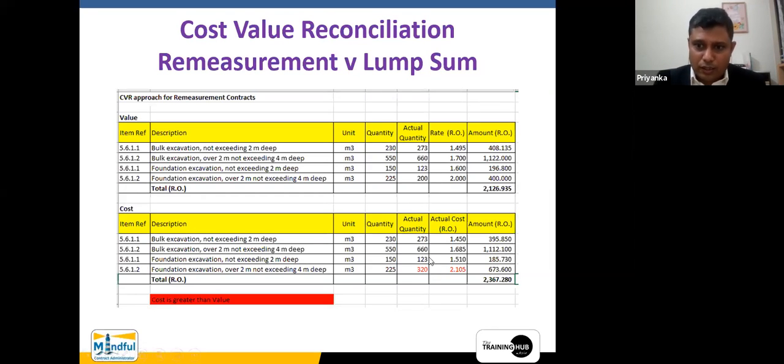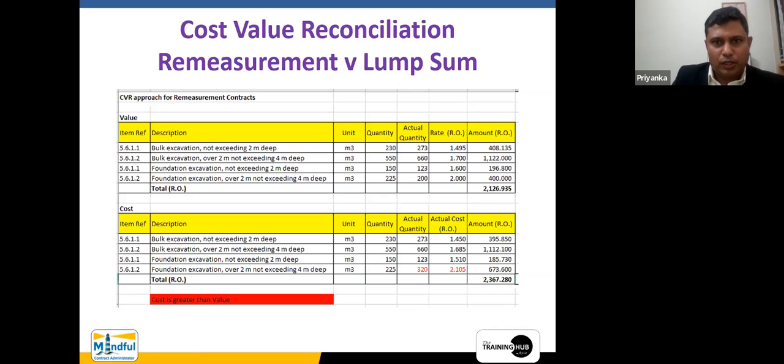Suppose that there is a substantial increase in the quantity of this fourth element, okay? You can see the actual quantity substantially increased to 320, okay? If there is a substantial increase in the quantity, once again, you can see because of that, the cost value reconciliation is going out of proportion.